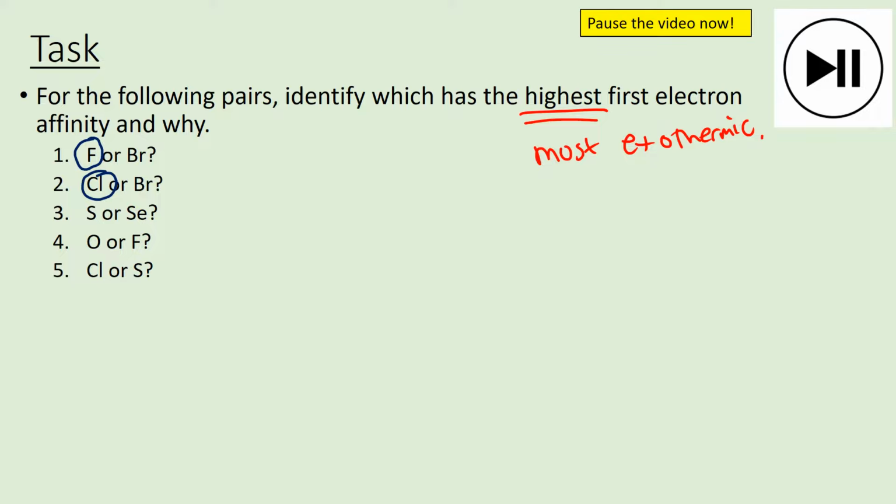Remember, you can't answer these questions without a periodic table in front of you. You're not expected to know these off the top of your head. You are looking at a periodic table to answer these questions. So if you didn't use a periodic table, I'm suggesting you pause again and have another go.